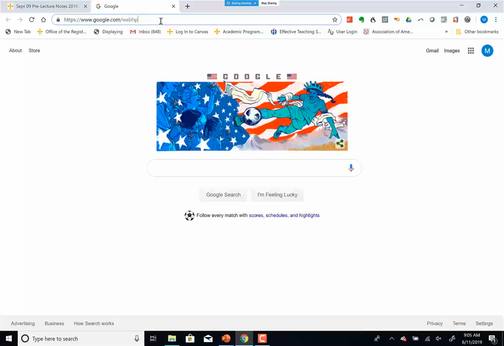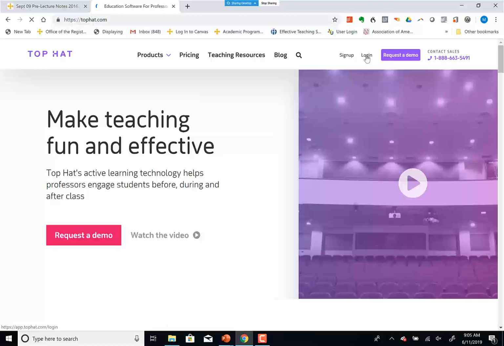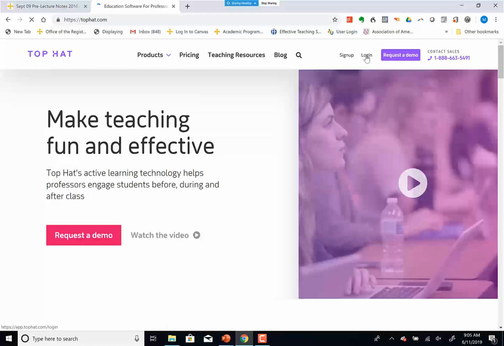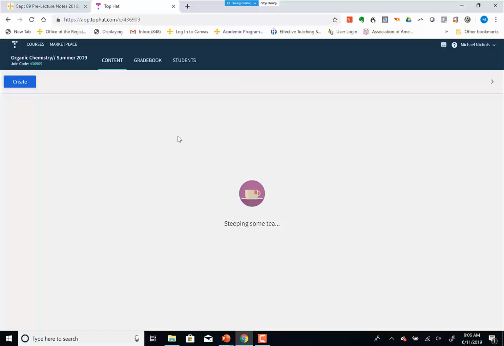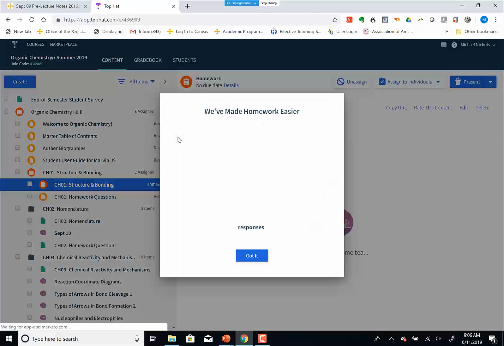All right, let me see if I can bring up the Top Hat book here. Is there any way to see the answers for the homework? Good question. I was doing these and I don't know if I'm getting them right. If you look in the grade book, it says that it won't release. Oh, okay. There's probably a button I have to push, which I probably will push at the end of the day. We've made homework easier.